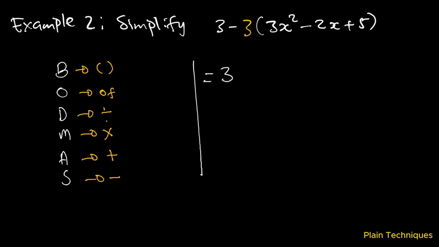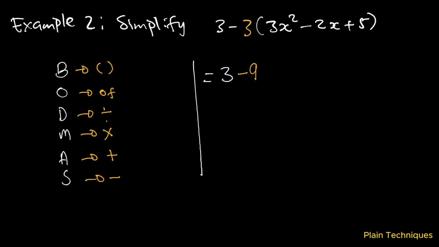What do you get when you multiply a negative and a positive? You get a negative. Okay, now minus 3 multiplied by 3, that coefficient, will give you a 9. Okay, so you'll get a 9.